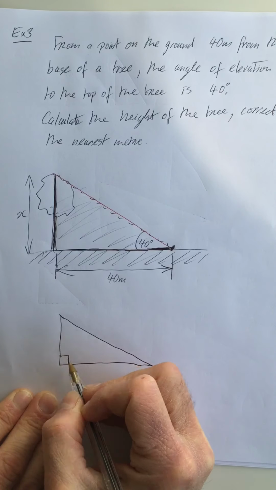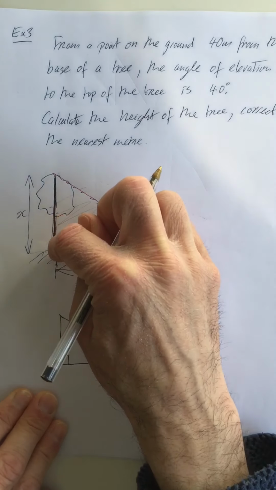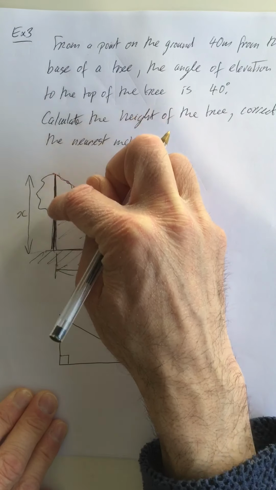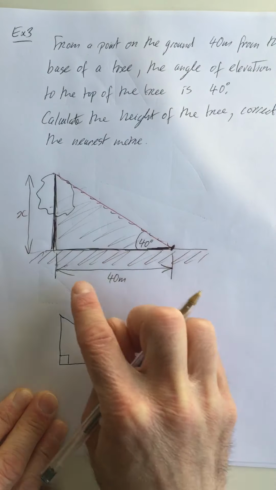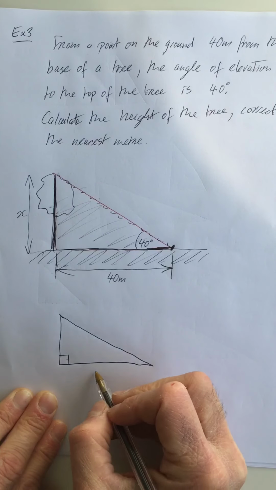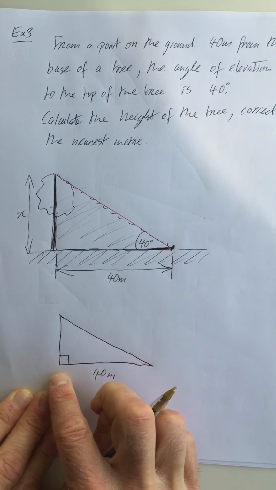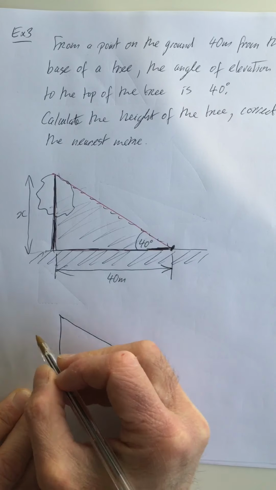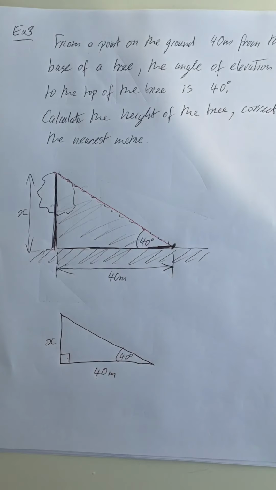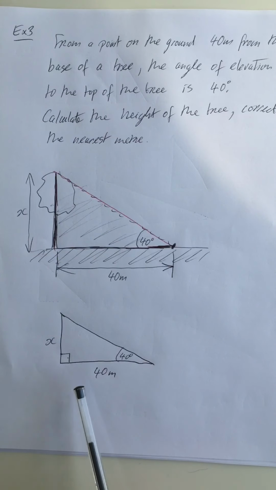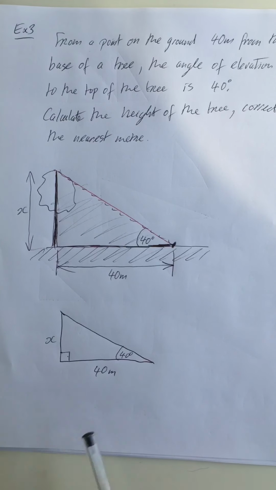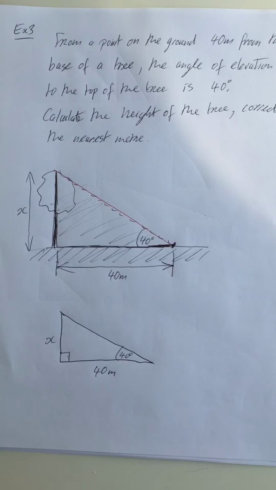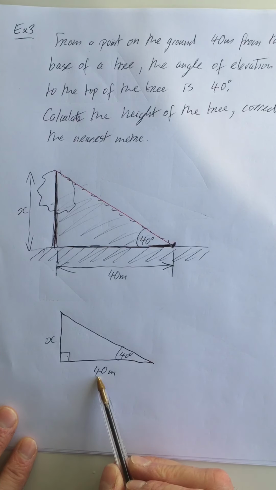I can assume that this is a right angle. Why? Because we can imagine that the height is measured vertically up from the ground and the ground is flat, so this is 90 degrees. I know that the bottom of the triangle is 40 meters long, and I know this angle is 40 degrees, and then this height here is x. Now the question becomes find x, and this is a very straightforward question. We cannot use Pythagoras' theorem because we only know one side, so we have to use SOHCAHTOA.